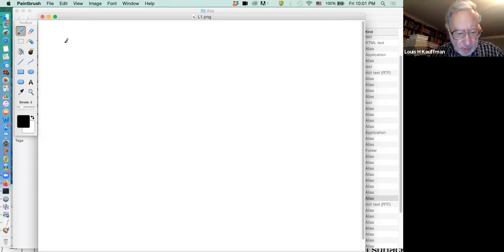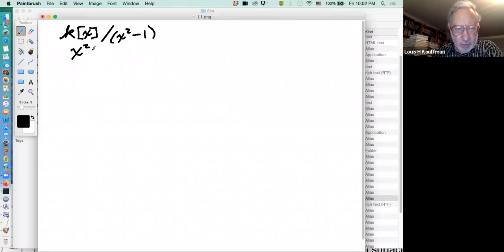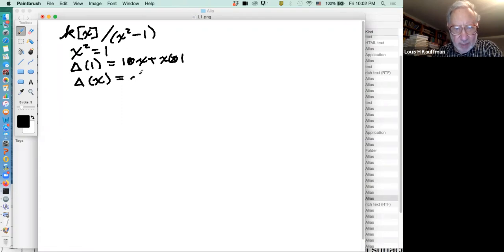Initially, the algebra was described this way. That's the ring, so that x squared equals 1, and that delta of 1 is equal to 1 tensor x plus x tensor 1. But delta of x, unlike in the Khovanov algebra, is x tensor x plus 1 tensor 1.